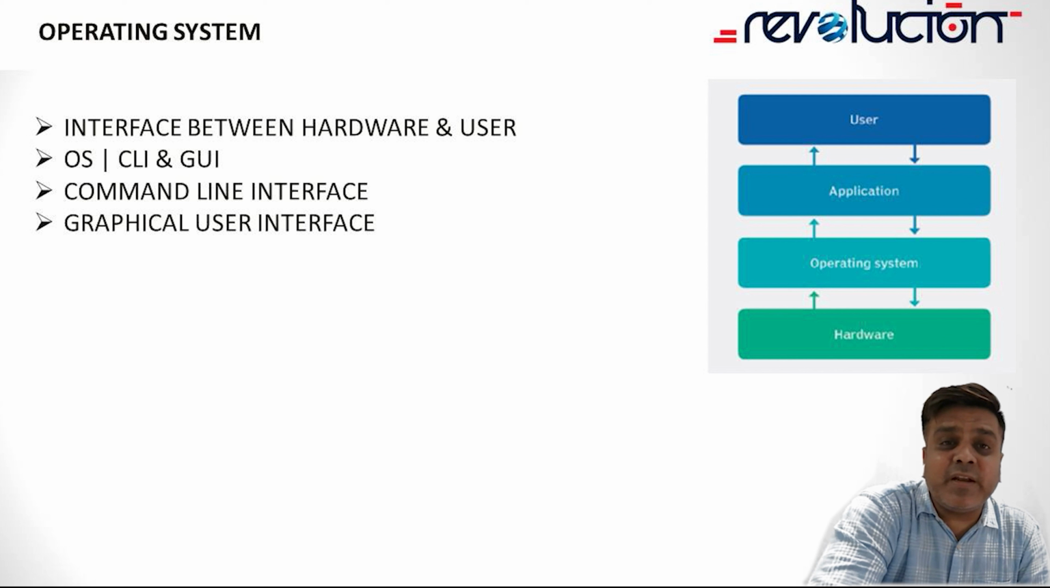As you can see, the first layer is hardware. On top of that, we have the operating system. On top of that, we have applications, and then the user communicates.